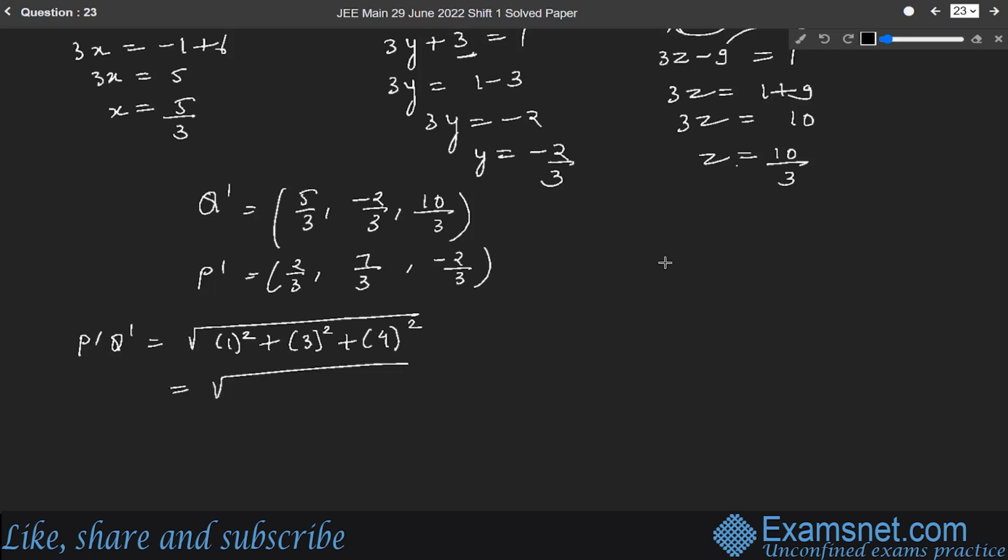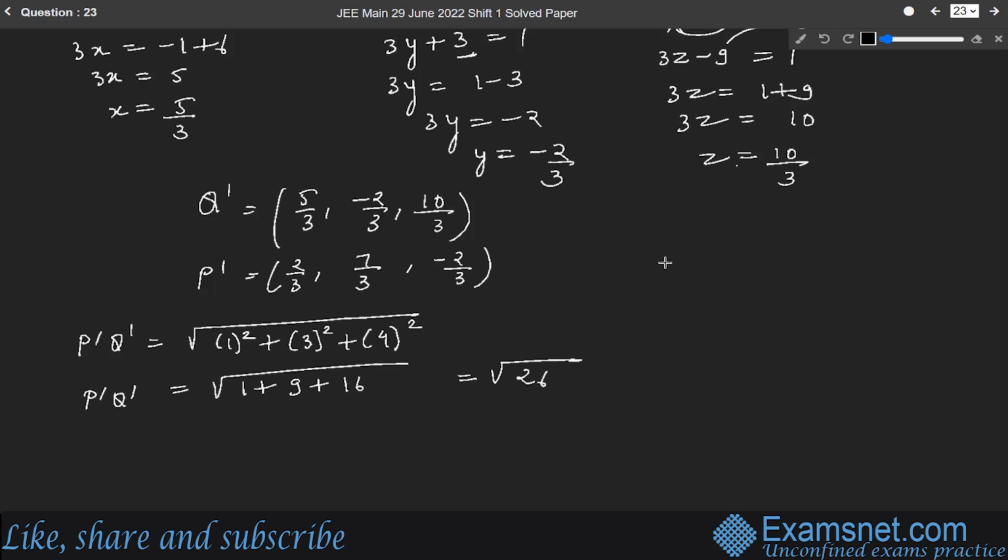So what is 1 square? It is 1. 3 square is 9. 4 square is 16. So it will be equal to 1 plus 9 is 10, 10 plus 16 is 26. Okay. So this is the value of P dash Q dash, or this is the value of distance between both the foot of perpendiculars. Okay.